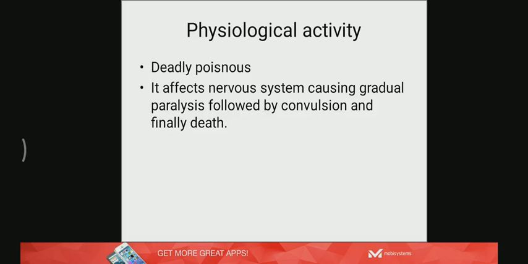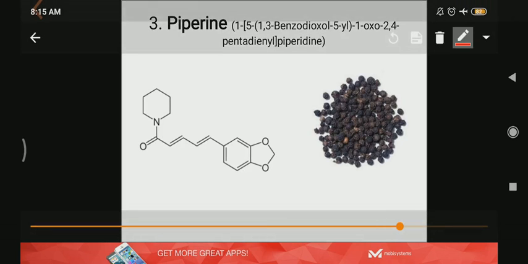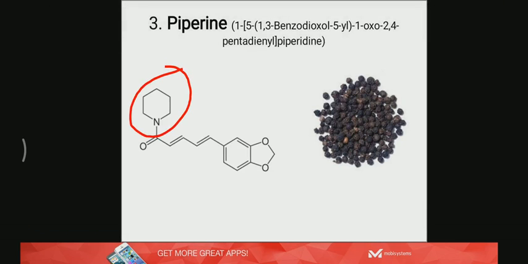Now the last one, piperine, as the name indicates, comes from pepper. The systematic name is quite long, you need not worry about it, but looking into the name you can understand the structure. So what is the parent name, or to which class does this belong? It is a piperidine alkaloid. So this is piperidine. And what are the substitutions? See, in the piperidine ring, nitrogen is numbered 1. So 1-hyphen, then 5-(1,3-benzodioxol-5-yl).